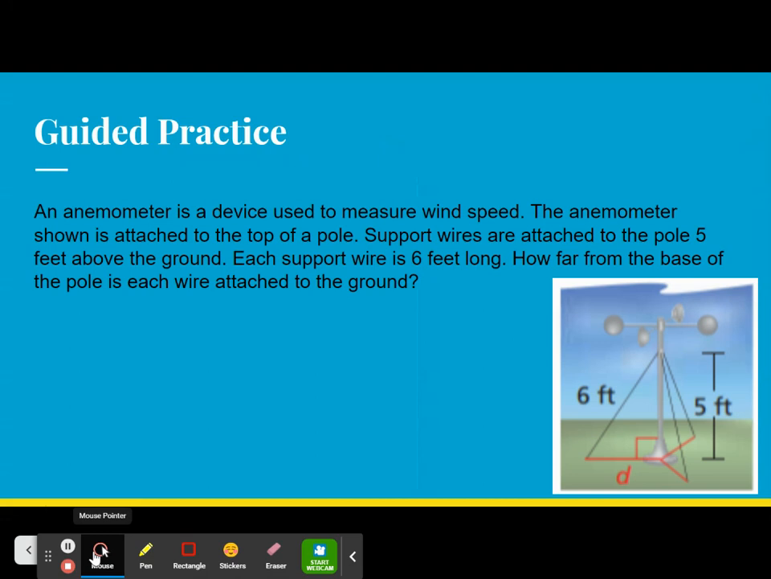All right, it says an anemometer is a device used to measure wind speed. The anemometer shown is attached to the top of a pole. Support wires are attached to the pole 5 feet above the ground, and each wire is 6 feet long. So first you need to fill in those two missing numbers from the directions. Then it says how far from the base of the pole is each wire attached to the ground. They gave you the height from the ground to the top of the wire, which is 5 feet, and the wire, which is 6 feet. You've got to find the distance from the pole to where the wire touches the ground, in feet. So they need to know how far out to attach the wire to the ground.